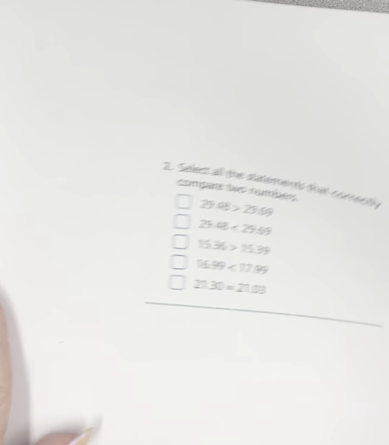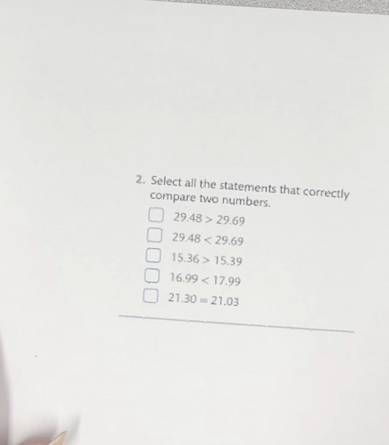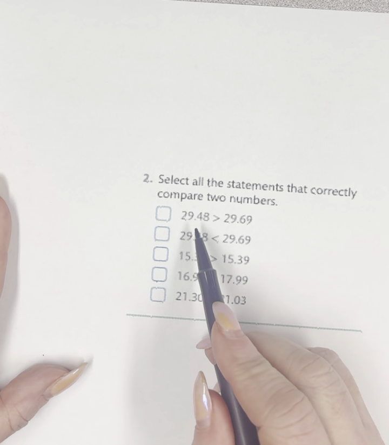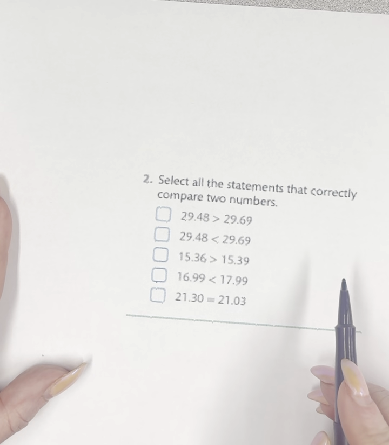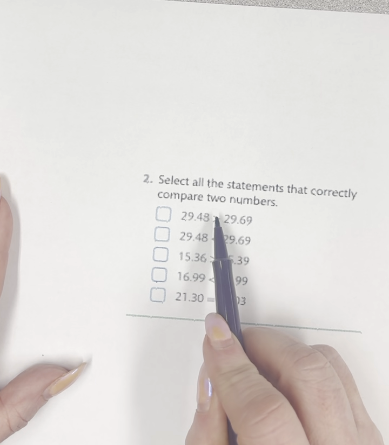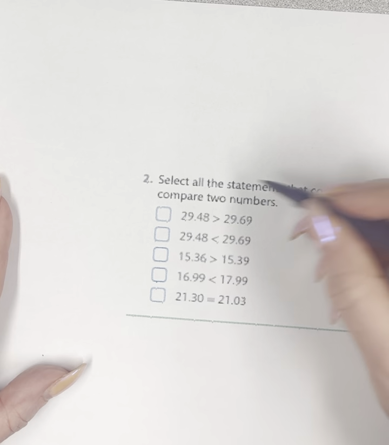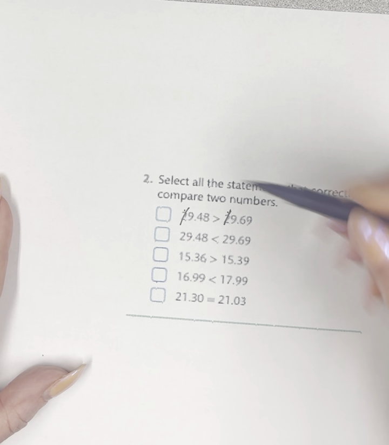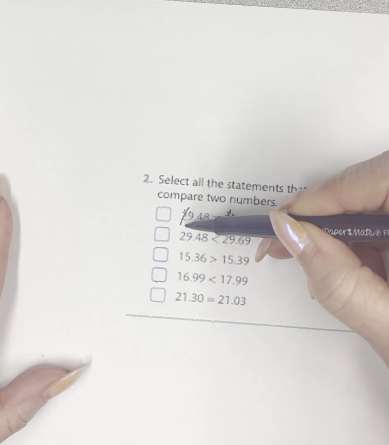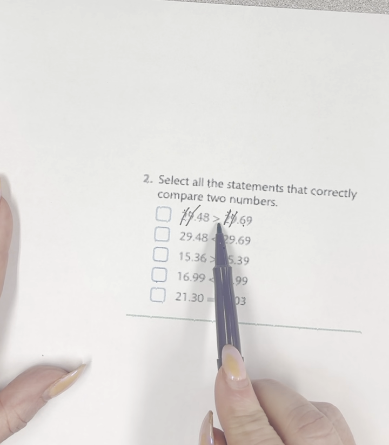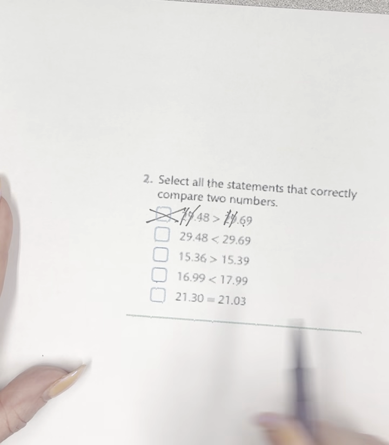All right, let's go to 2. Another one, select all that apply. Select all the statements that correctly compare two numbers. So when you're comparing numbers, you want to start from the largest to the smallest. So this is saying 29.48 is greater than 29.69. Well, 20 and 20, I'm going to cross those out. 9 and 9, I'm going to cross those out. Now I'm comparing 4 and 6. Well, 4 is less than 6, so that is incorrect.